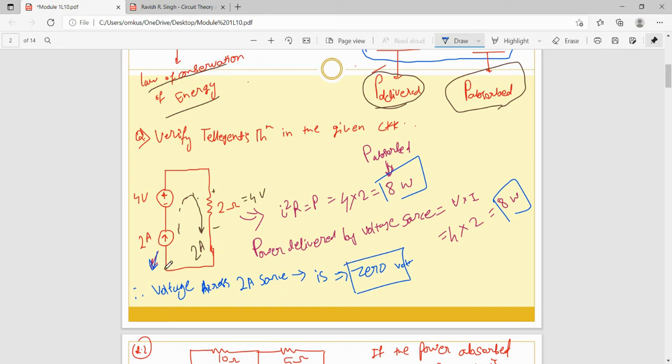If the voltage is zero, then how much will the power absorption be? VI is equal to 0 watt, right? So this is 0 watt. I hope you are clear on this balancing. Okay, so power delivered by the voltage source is 8 watt, and consumption, meaning power absorbed by this resistance, is 8 watt, right? So both are balancing. The power delivered by this current source is 0 because the voltage is 0.